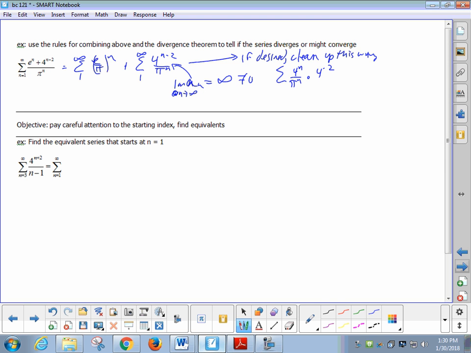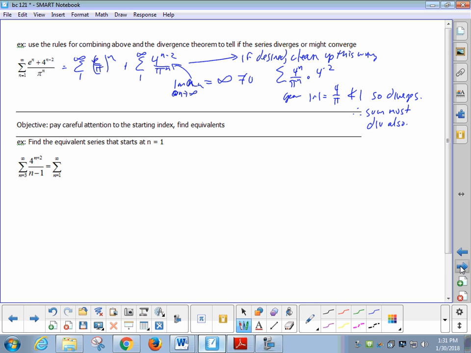But in terms of geometric, I was doing a little cleanup to make it a little more friendly. You could split the 4 that way. Then you can definitely see that it's geometric with a common ratio of 4 over pi, and that's not less than 1, so it diverges. Because one term diverges, the sum diverges. Or the whole series, the original series, diverges. Okay, if one part diverges, the totality diverges.